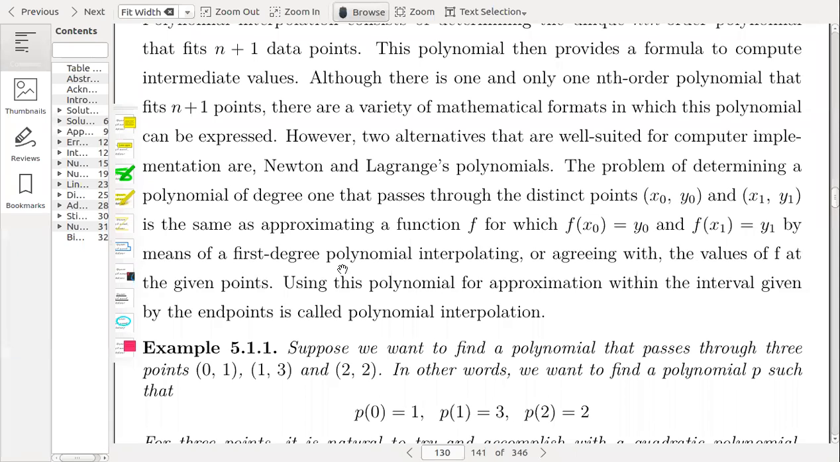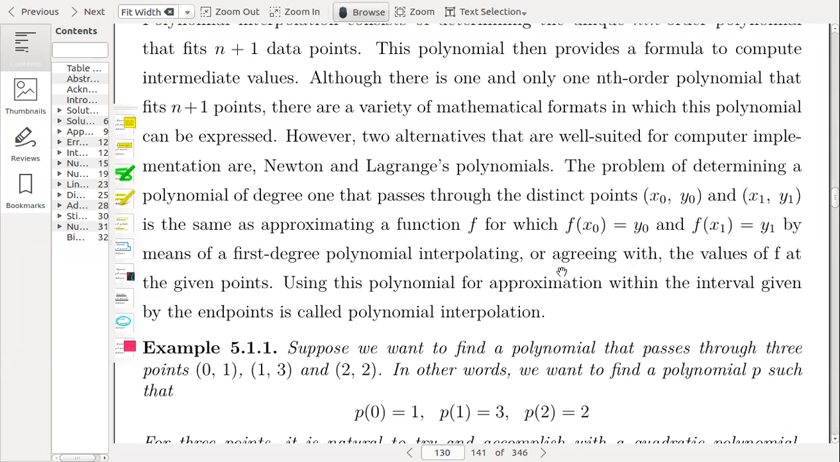The problem of determining a polynomial of degree 1 that passes through the distinct points x0, y0 and x1, y1 is the same as approximating a function for which f of x0 is equal to y0 and f of x1 is equal to y1 by means of a first degree polynomial interpolating or agreeing with the values of f at the given points. So if you remember, this is the property of a one-to-one function or injective function.